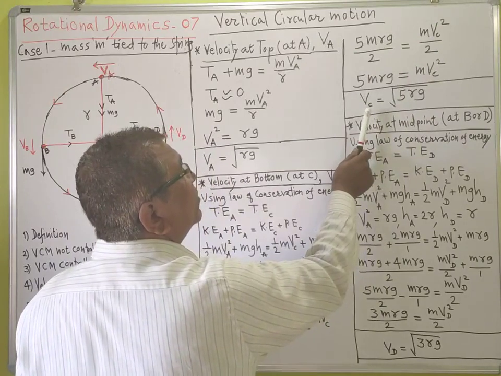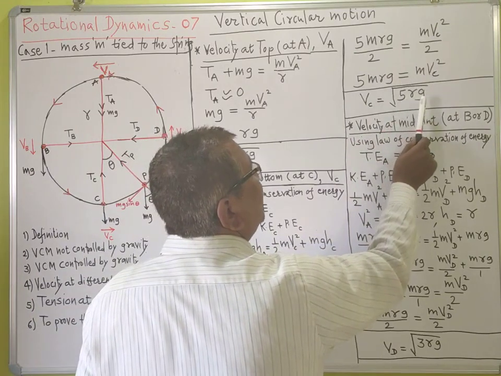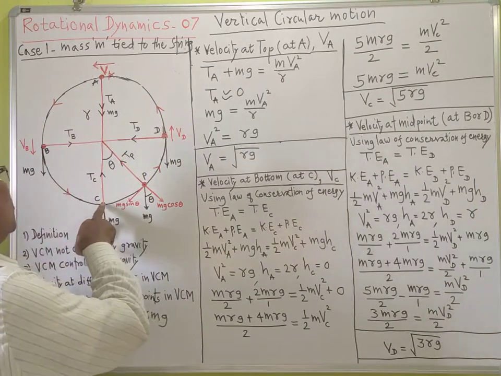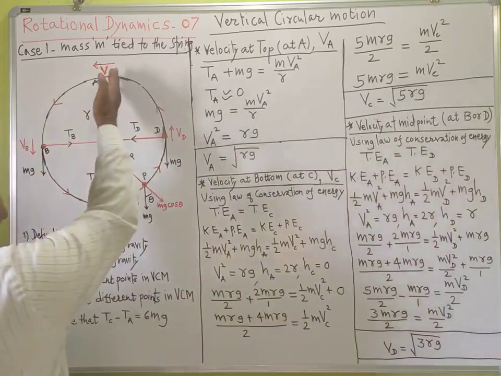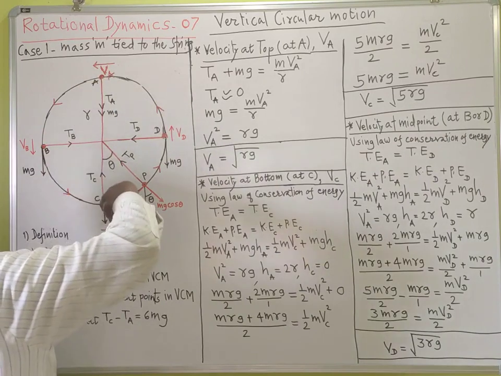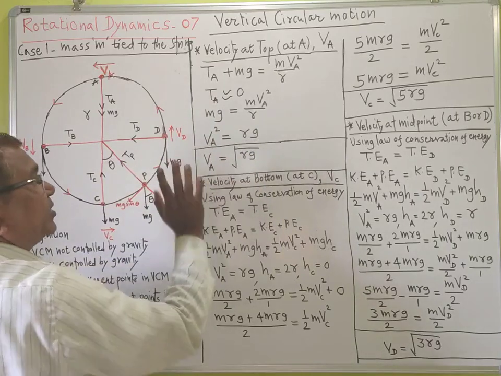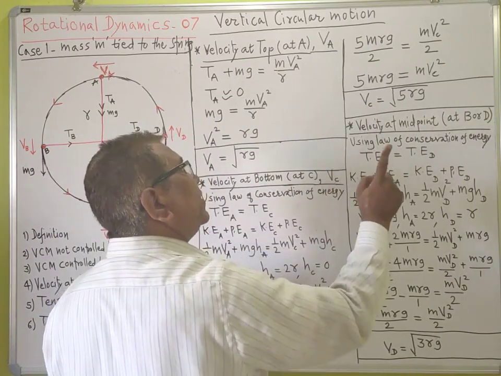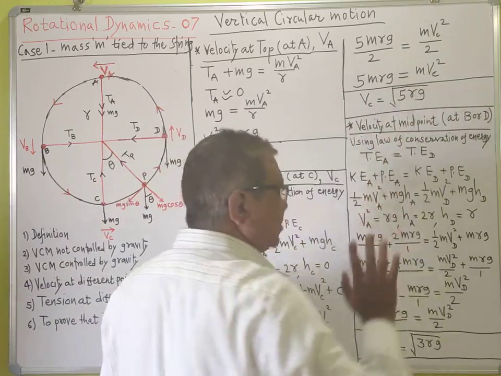And by taking a square root, we get VC is equal to square root of 5RG. So this is the velocity at bottom. Velocity at bottom is largest because velocity increases when it moves from top to bottom. Velocity at top is smallest, which is equal to root of RG. Velocity at bottom during vertical circular motion is largest, VC equal to root of 5RG.